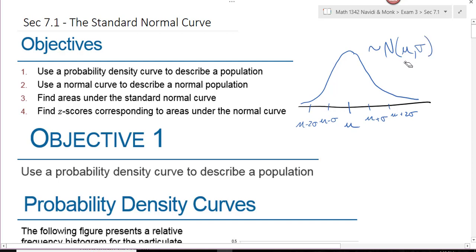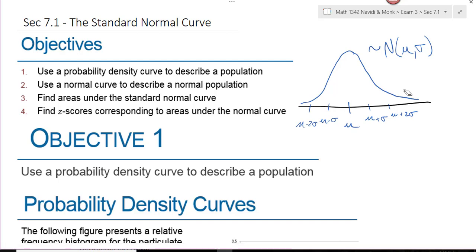Mu, remember this Greek letter mu, stands for the mean, and this lowercase Greek letter sigma stands for the standard deviation. You can define any normal distribution for any given mean and standard deviation that will have this general shape. The total area underneath this curve has got to be equal to 1.